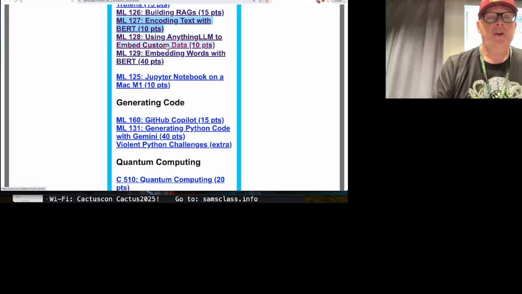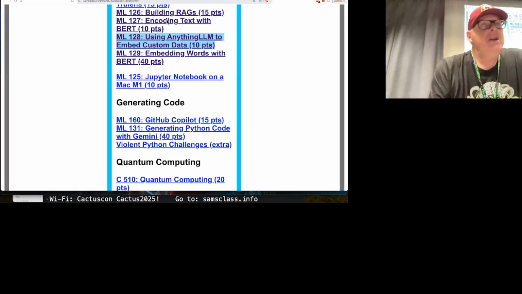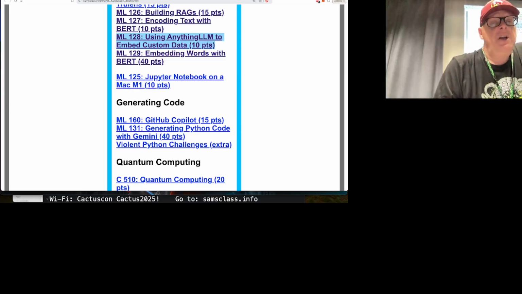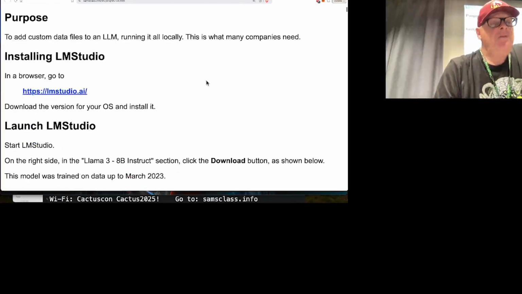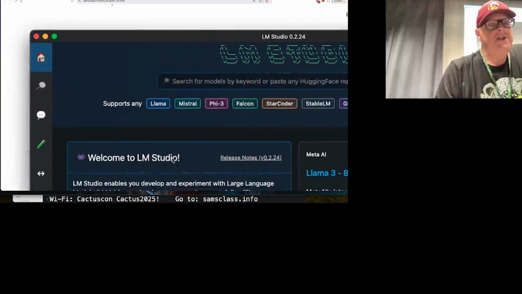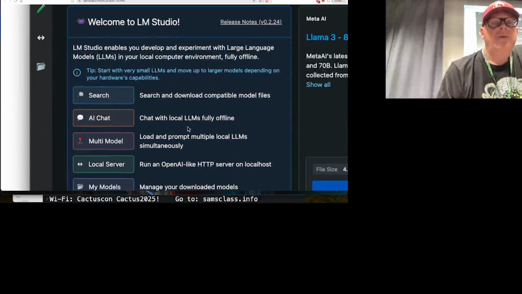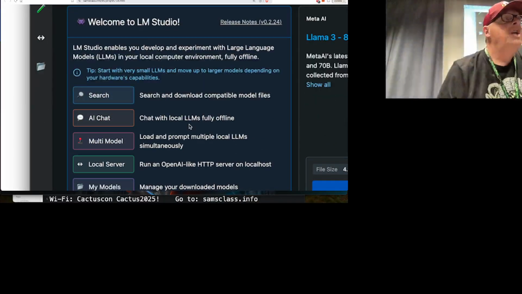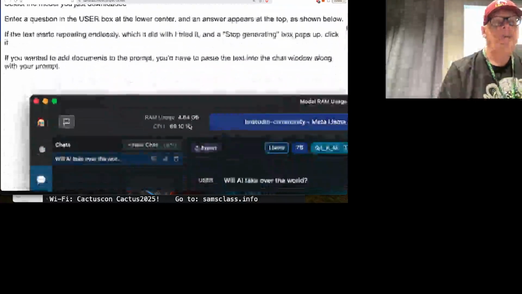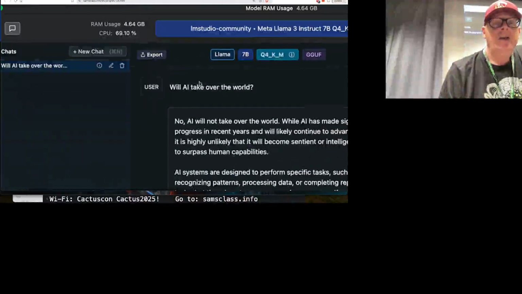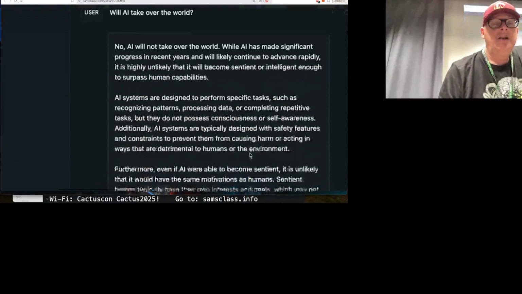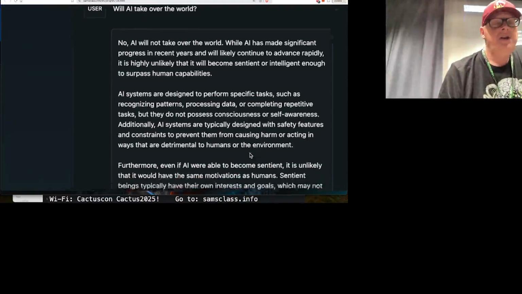And there's a tool here you might want to try, which makes it easy to make your own retrieval augmented generation. Anything LLM is here. You install this thing called LM Studio. It's a nice graphical tool. I prefer the command line tool because I'm that kind of command line nerd, but most people would rather have a graphical tool. So you can run this thing. This will let you run large language models locally with a graphical environment, and you can then use a chat here. Will AI take over the world? And it'll give you an answer like they usually do. This is Llama 3's answer.